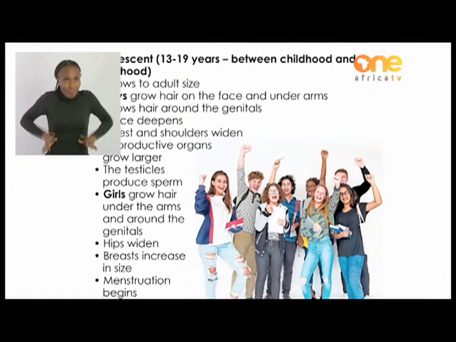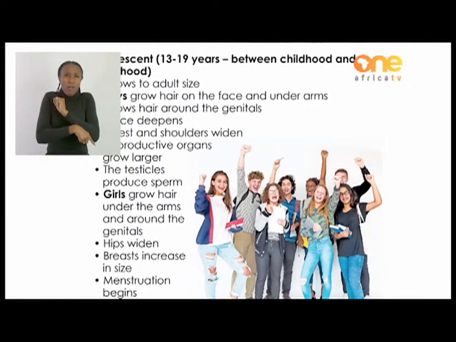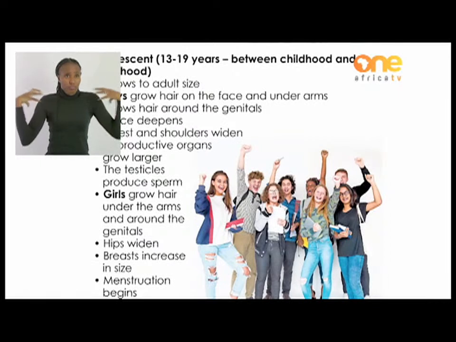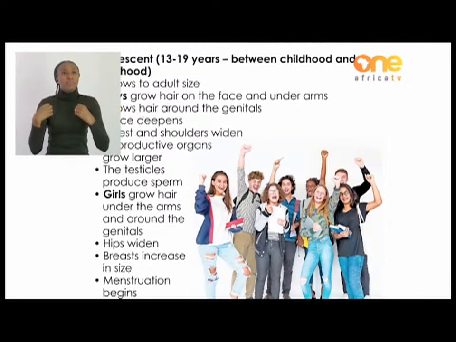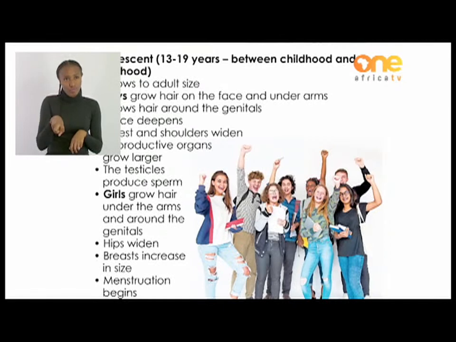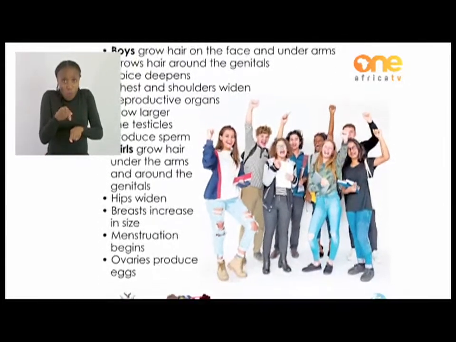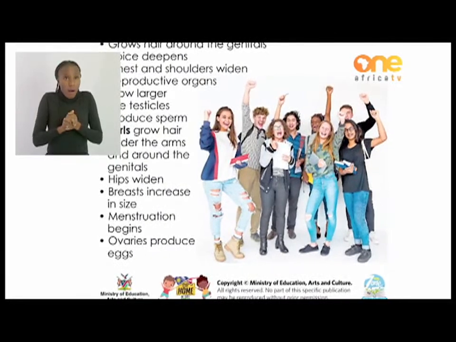Their voices deepen. Their voices become deeper. My voice was not like this when I was a boy. But when I became a teenager, I got this voice. The chest and the shoulders widen. You realize that the shoulders of the boys become broader. It moves out of the neck. The reproductive organs grow larger. It means their genital parts become bigger. In boys, the testicles start to produce sperm. It means they are at the stage of making babies.